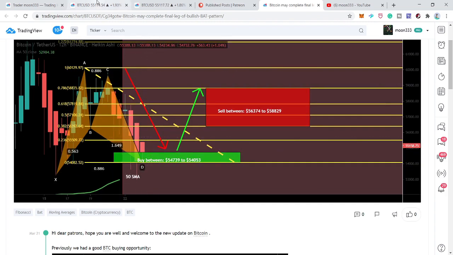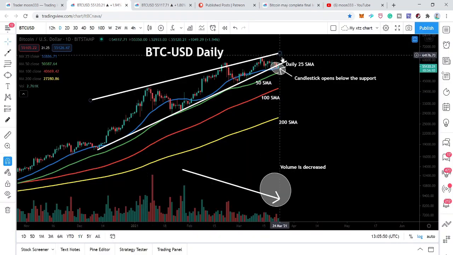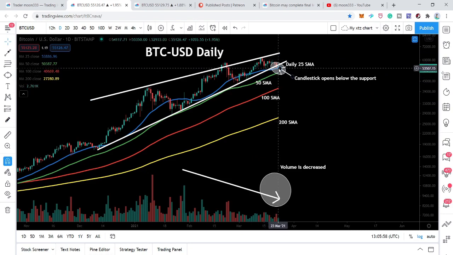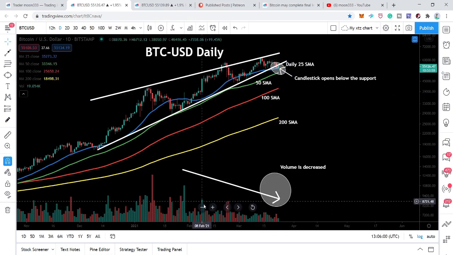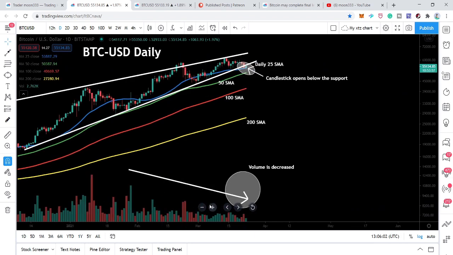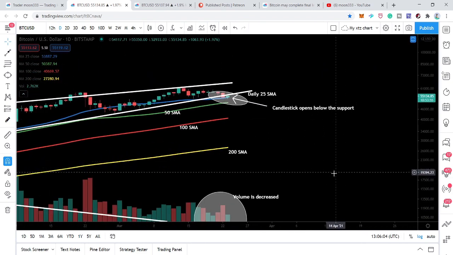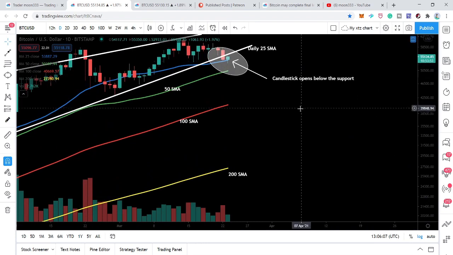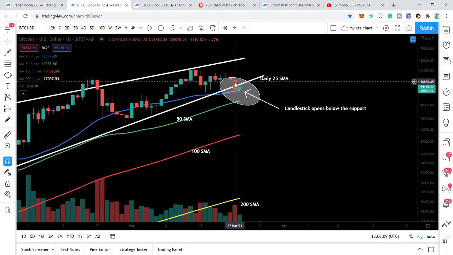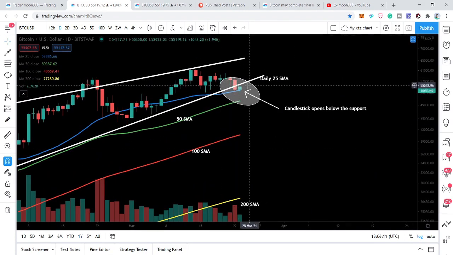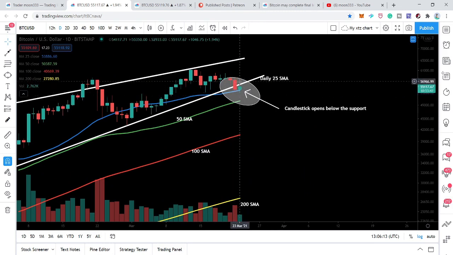And in the meanwhile, the price line is also at the support, and today's candlestick is really very important. You can see that today's candlestick has been opened below this support of the rising wedge pattern. That is a bit critical. We can see, let me zoom it out and it will be easy for you to watch. We can see that the candlestick has opened below this support of the rising wedge pattern, but we still have the 25 simple moving average support on this daily time frame chart.